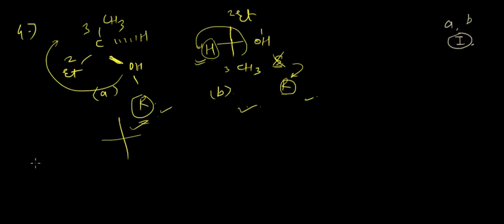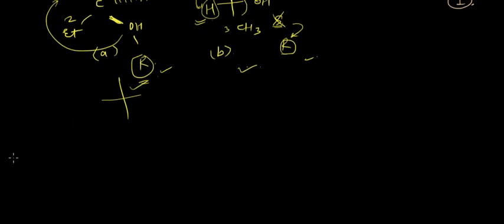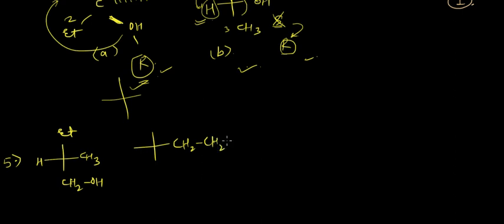Okay, let us look at the fifth example. Here we have something like this: CH3, H, ethyl and CH2OH, and on the other hand we have something like CH2OH and CH3, Et and H. So what are these two compounds, A and B? A and B are neither stereoisomers nor enantiomers or diastereomers. Why? Because the number of carbon atoms here and here are not the same, hence A and B are different.